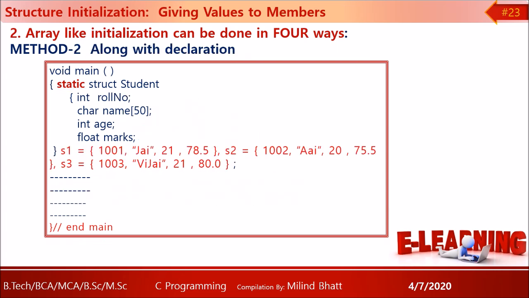Second one, along with the declaration. So I am mentioning my structure, static struct student. In this way, static is optional. Integer roll number, name, age and marks, and see, just before terminating it with the semicolon, I am mentioning all my such blocks, S1, similarly S2, and similarly S3, and finally it has been closed with the help of semicolon.